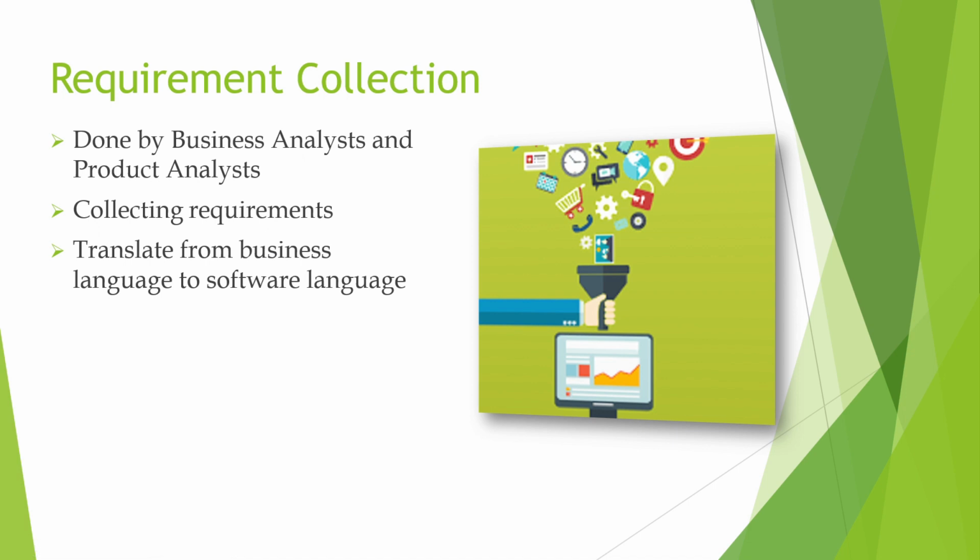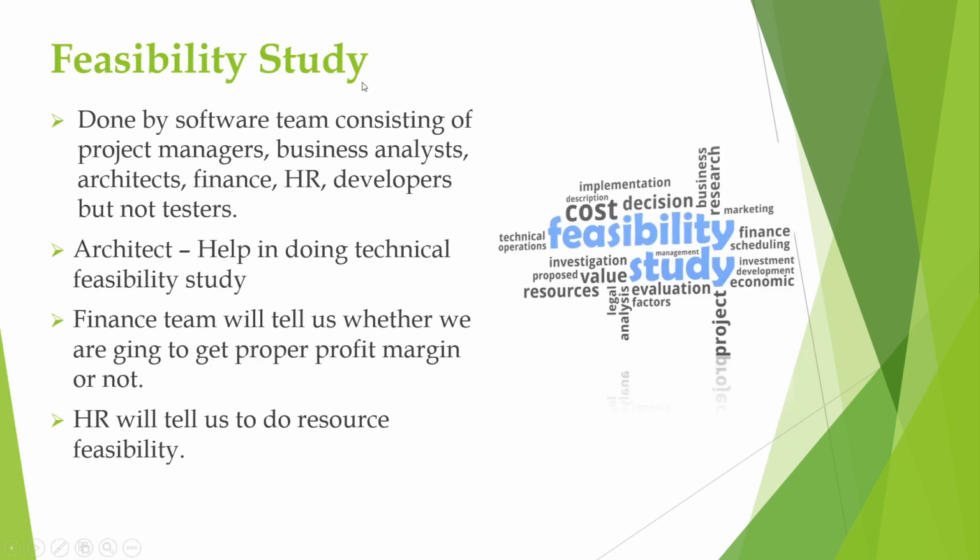Next stage is feasibility study. What is this feasibility? In general, feasibility means checking the possibility or capability of doing something or accomplishing something. What does this feasibility study have to do with software development? Once the requirement collection has been completed, we'll start the feasibility study. It is done by a team consisting of architect, business analyst, finance, HR, developers, but not the test engineers.